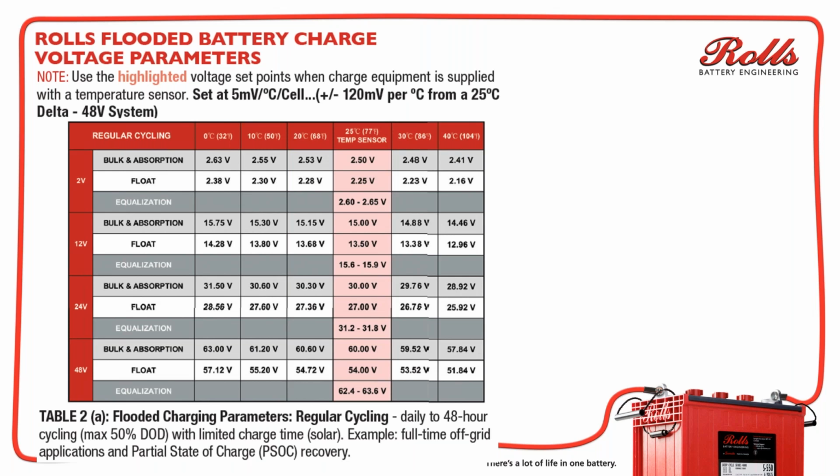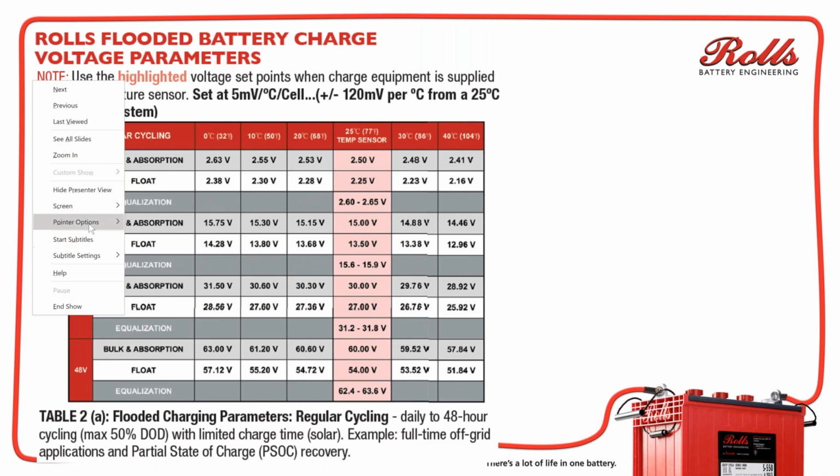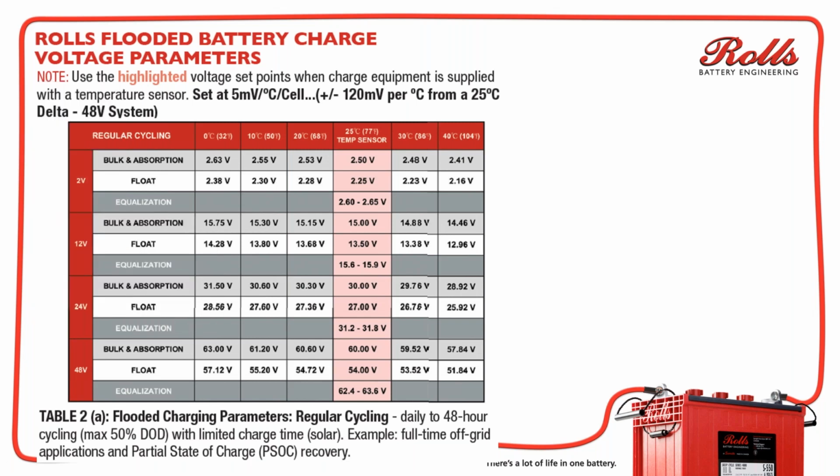So this is our charging chart for flooded lead acid batteries, okay? You want to be careful with this. Please note this right here: use the highlighted voltage when the equipment is supplied with a battery temp sensor. Set at 5 millivolts per degree C per cell. So it's 120 millivolts for a 48 volt system per degree Celsius from a 25 degree C delta.